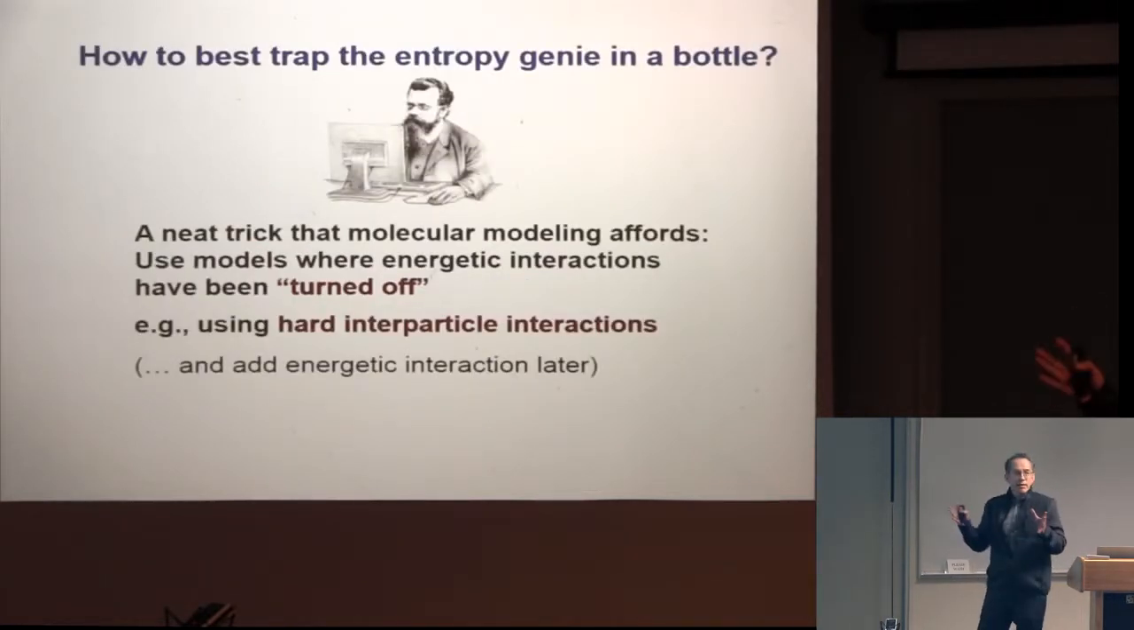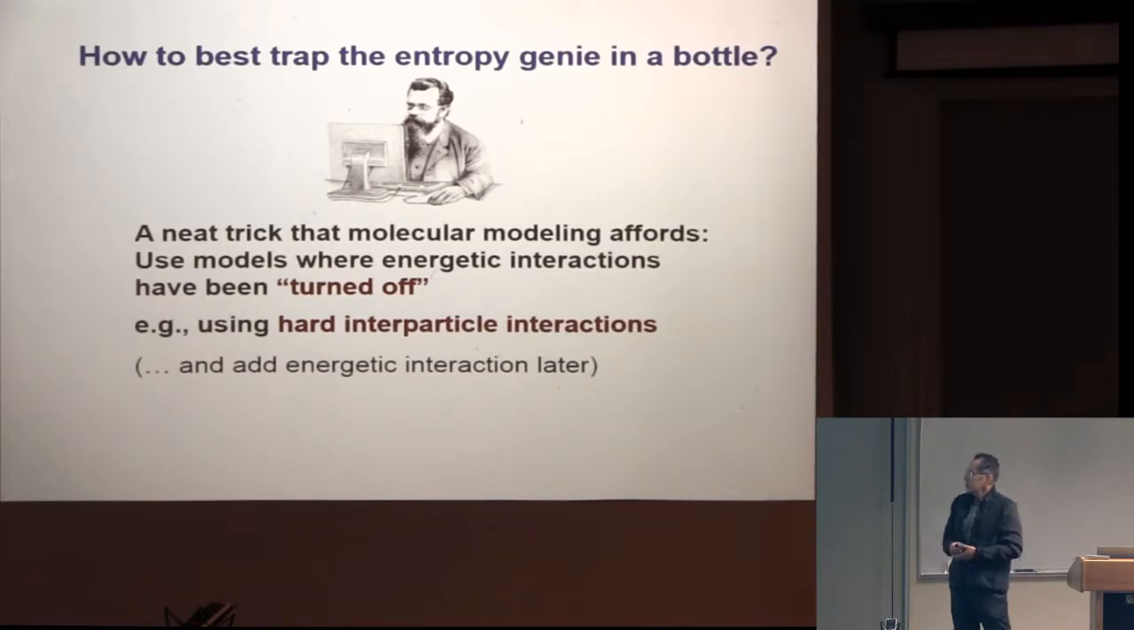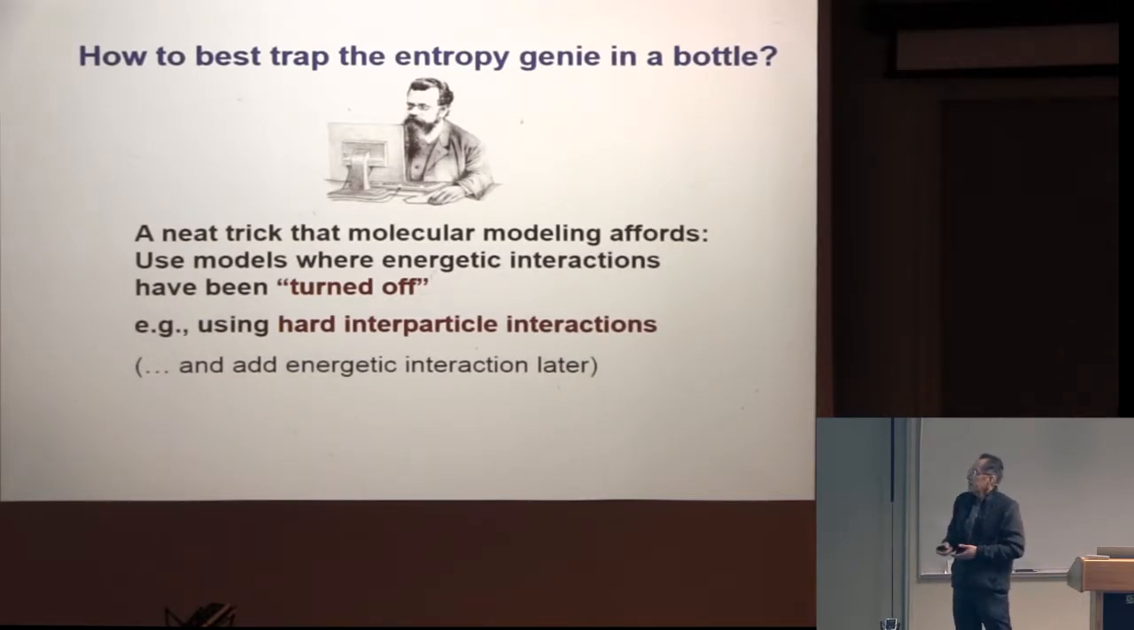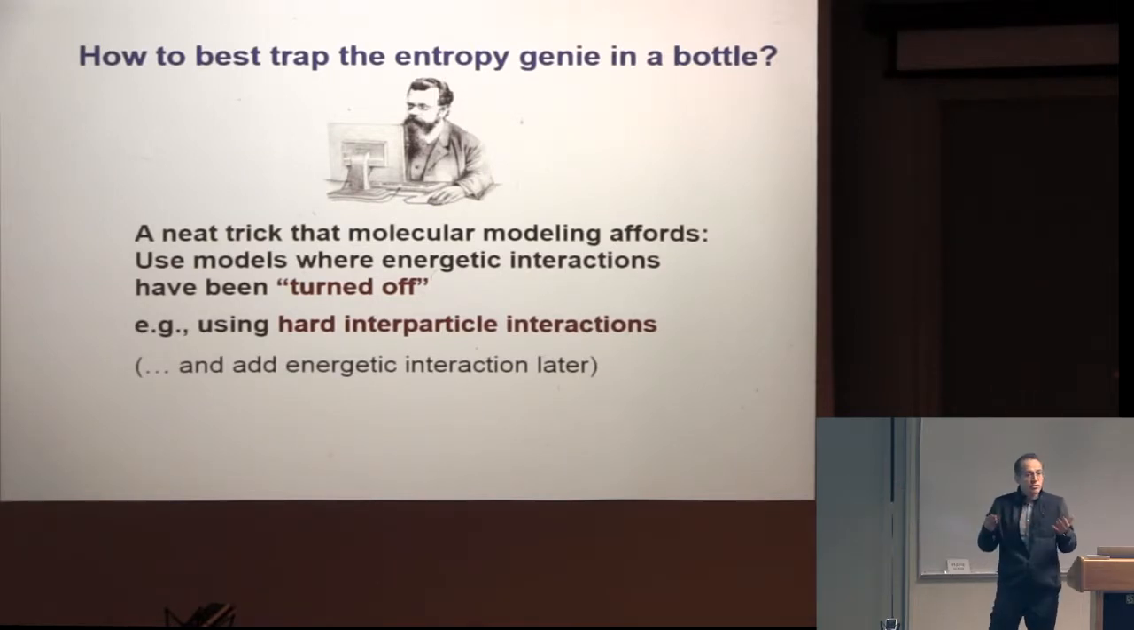Now, what would be the best way to try to handle entropy? Well, it may be hard experimentally, but if you're using molecular modeling, a very nice trick is to just turn off all the energetic interactions. That will happen, for example, if you use hard interparticle potentials, which is what many people do. And this is something that we're going to do a lot in this talk, just because in that manner, if you think about it, anything you see that the system does can only be blamed on entropy.